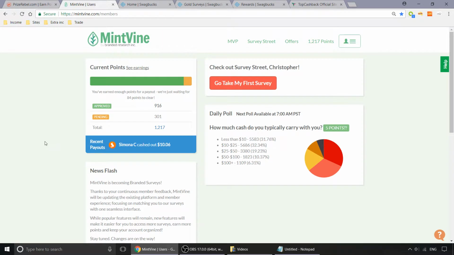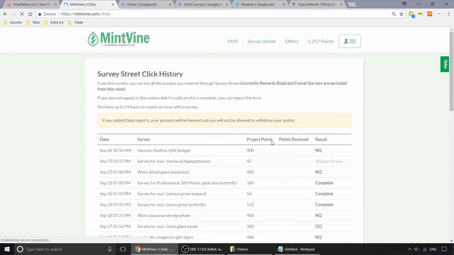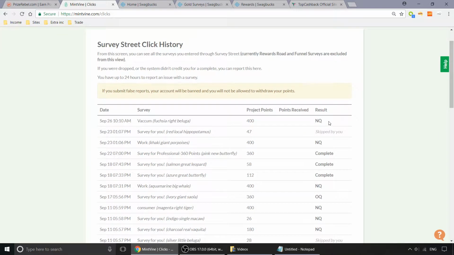And the second one is Mintvine, which is a bit different. This is only surveys. But you can see on my click history the ones that I've recently tried. There are ones where I didn't qualify. I only really pick the higher paying ones. So I did those three recently. A point is 1 cent US dollar. So yeah, they were good.